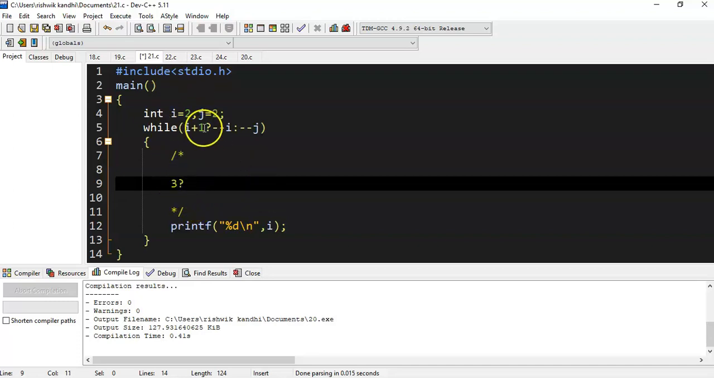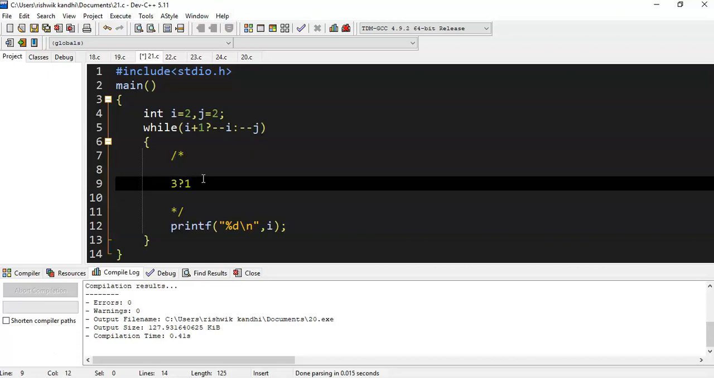Whenever this expression is returning true, what should we do? We should evaluate the first expression. If this condition returns false, then you should evaluate the second expression. Now as we got the true value, we should evaluate the first expression. So what is the first expression? Minus minus i, which is a pre-decrement operator. So the value would be 1.